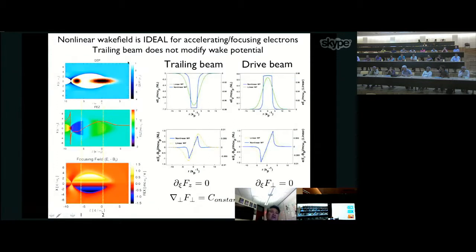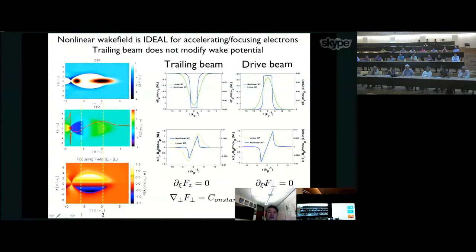Okay, so I'm going to just skip this. It's an extra slide just saying what I said, which is that the nonlinear wake field is ideal for accelerating and focusing electrons, not for positrons. I'll come back to that. And the trailing beam does not modify the wake, these ideal properties of the wake potential, all right?